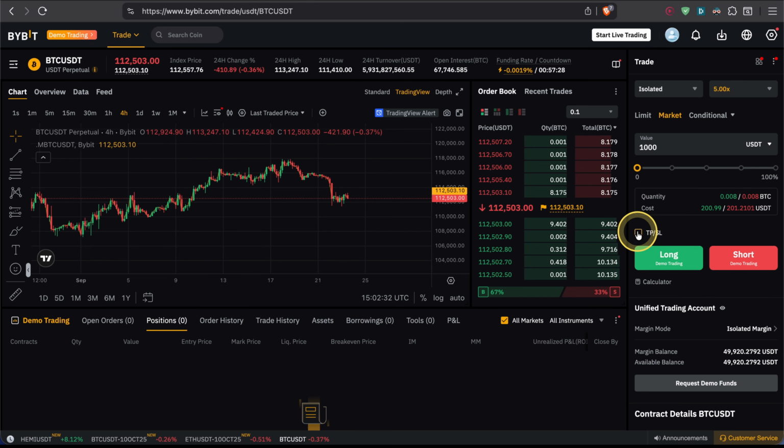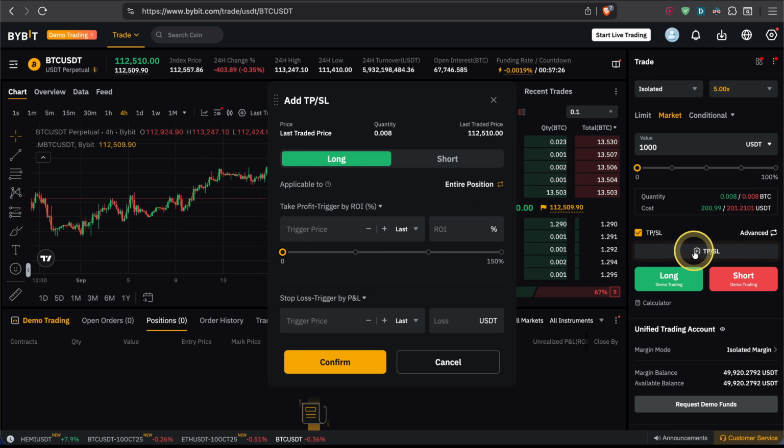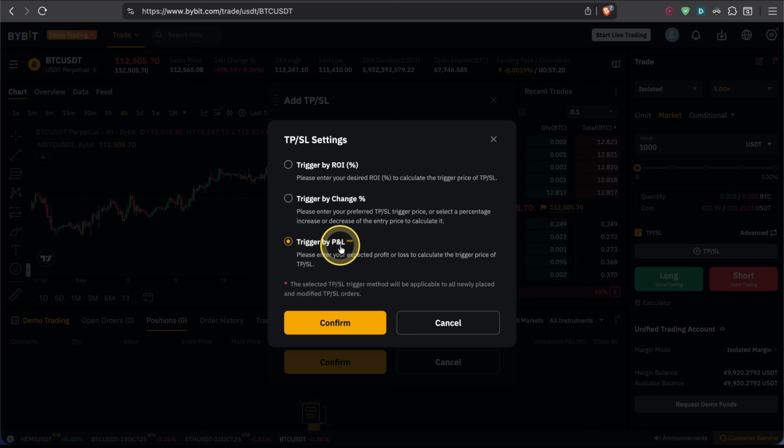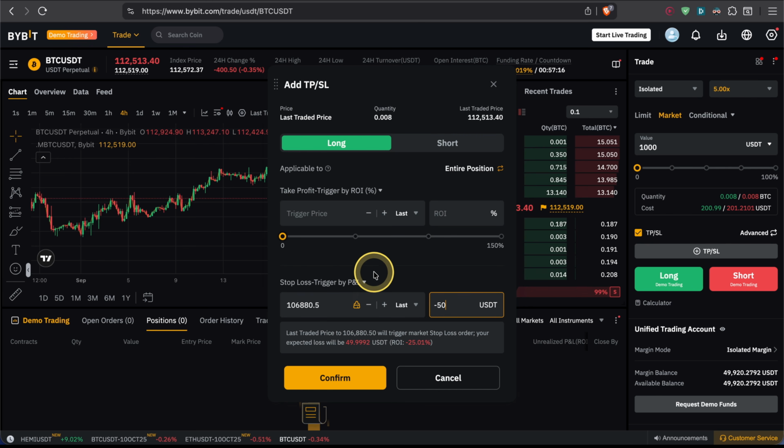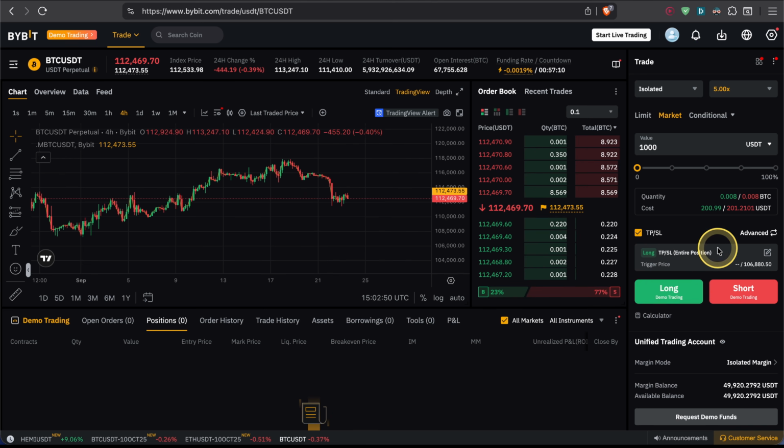Now we can also directly set the stop loss in here. If you click on this plus right here, we're going to go long, and down here set this to P&L. So we can easily just type in here that we want to make a maximum of $50 of a loss. And then the price for the stop loss is automatically calculated. And if we click on confirm, we have that all set up in here.